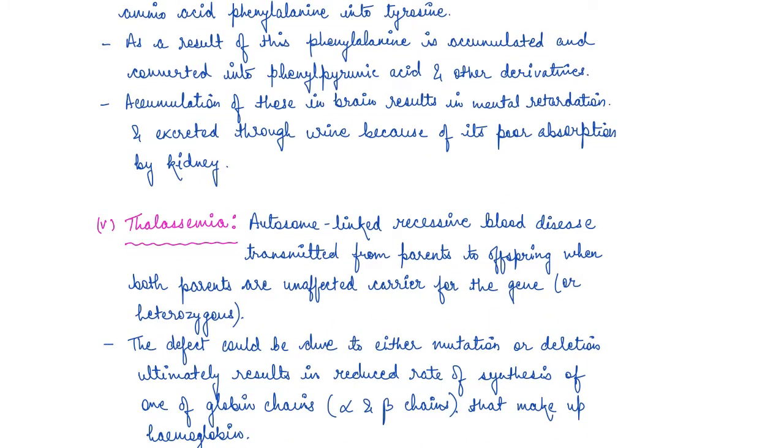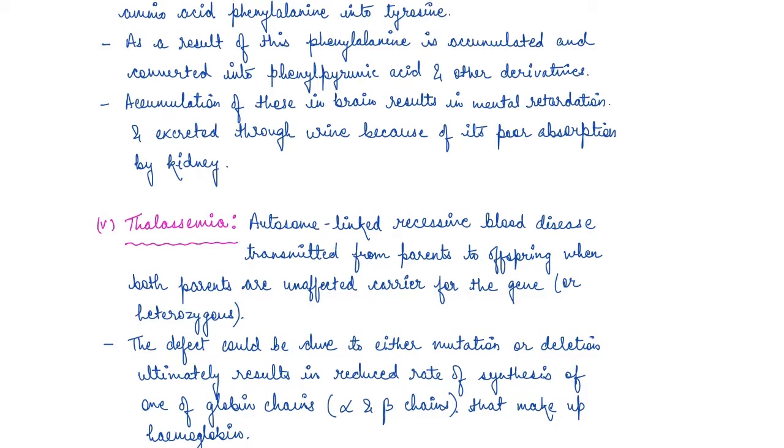It gets converted into what? Phenyl pyruvic acid and other derivatives. Now, these are getting accumulated in the brain. So accumulation of these in the brain results in mental retardation. These are basically excreted through urine because of poor absorption by the kidney. The kidney is not able to absorb it, right? So there are again multiple problems which start happening because of accumulation of this phenyl pyruvic acid, right? So this is phenylketonuria, again a Mendelian disorder.